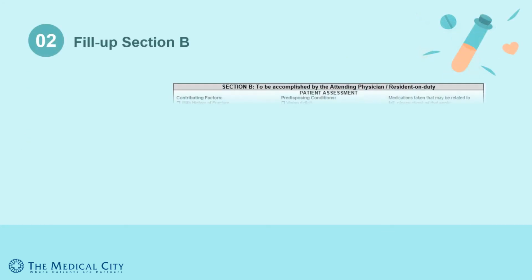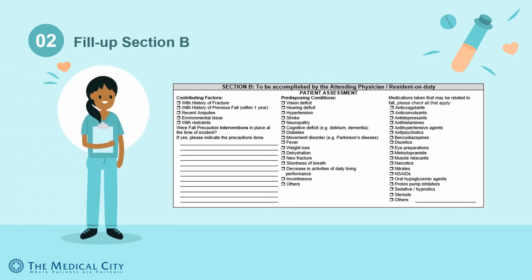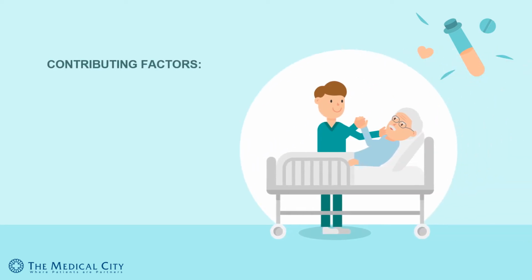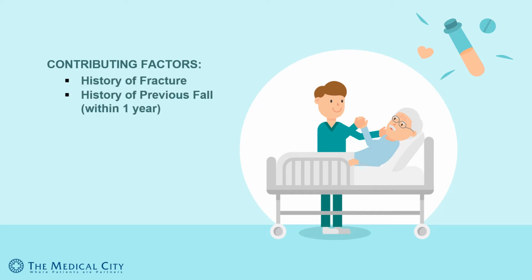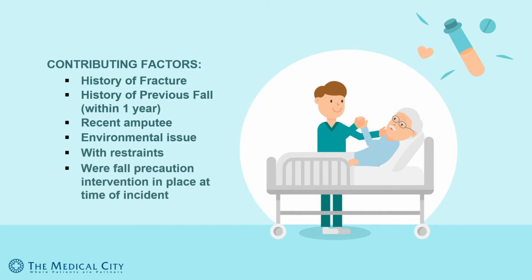The attending physician or resident on duty will accomplish Section B of the form. Physicians must identify the contributing factors. A medical history will be done to know whether the patient has a history of fracture or sustained a previous fall within a year. Physicians may also check if the patient got amputated because of a medical condition. The setup or other items in the room may contribute to the incident. And lastly, check if the patient is on restraints. The fall precaution intervention must be in place at all times. If this precaution is present during the incident, kindly state all precautions done in the form.